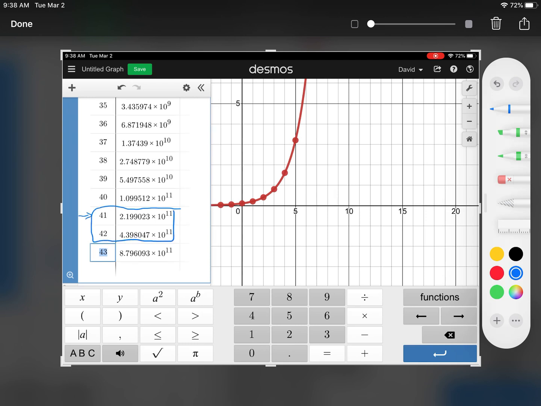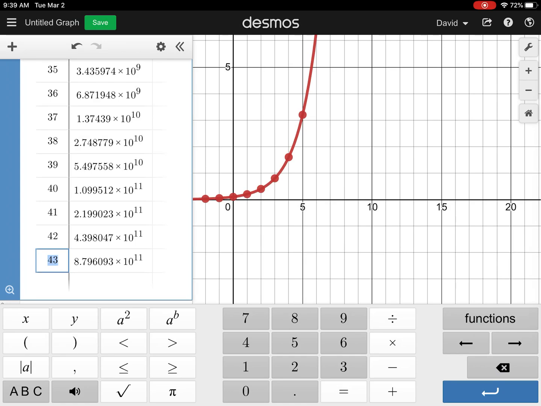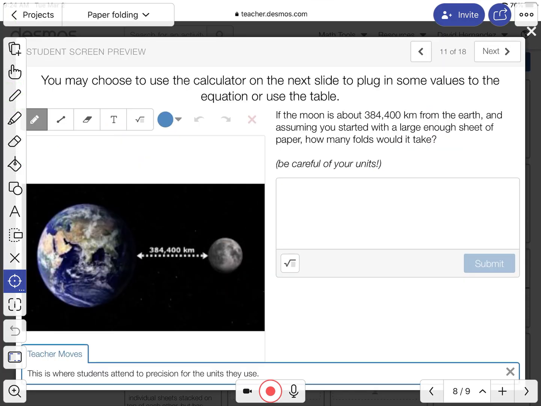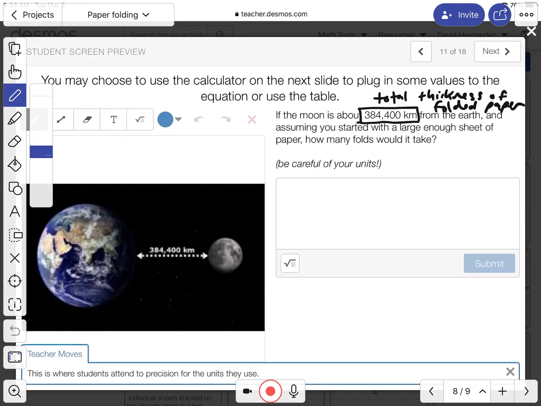If it was this one, that would be too small. It wouldn't get us quite to the moon. This one would be a little bit past the moon, but of course the distance between the Earth and the moon varies. So I'm just going to go with 42, okay? 42 folds. So that would be 42 folds here. A lot of work, right, to get that one. But I hope I helped you out.